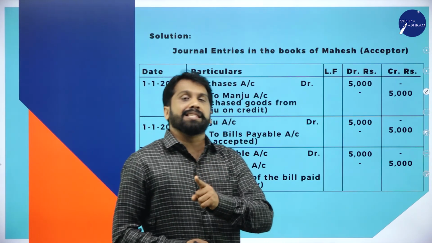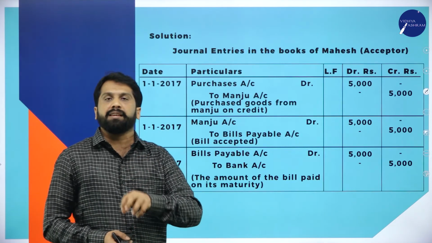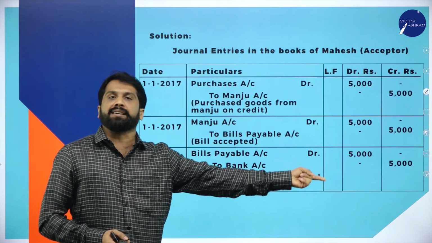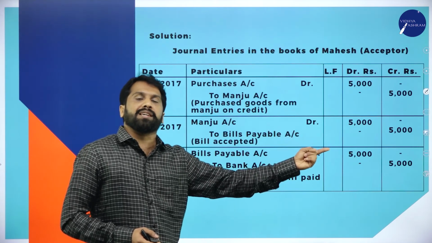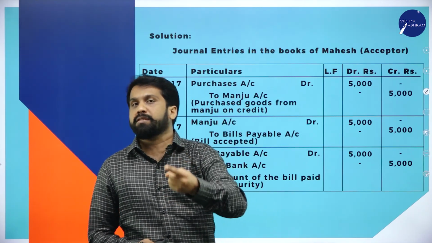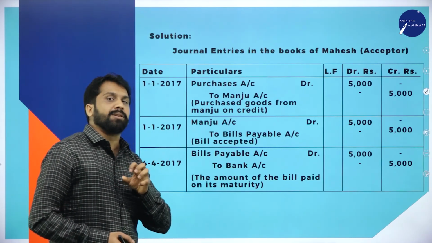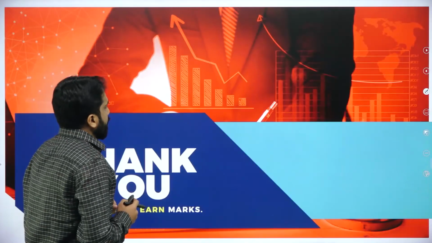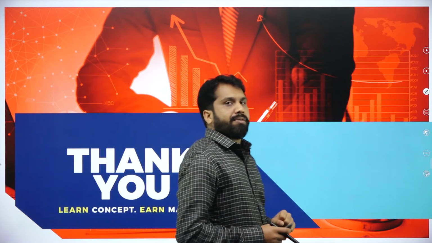Why? Because the seller wants money immediately. He will discount with the bank. He'll go to the bank and request that you pay me less, and you collect the full amount from the buyer later after 3 months. That is called discounted bills. This is all about today's session.